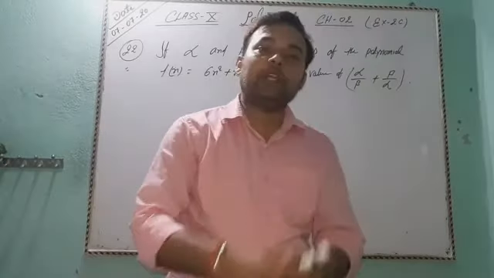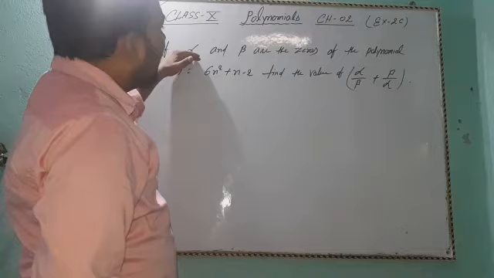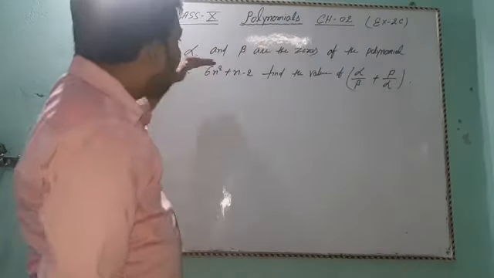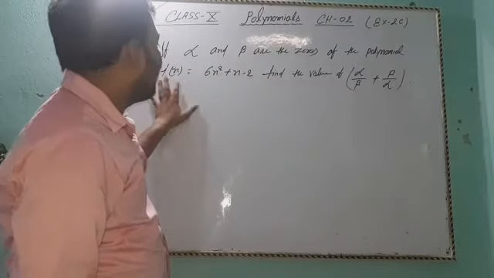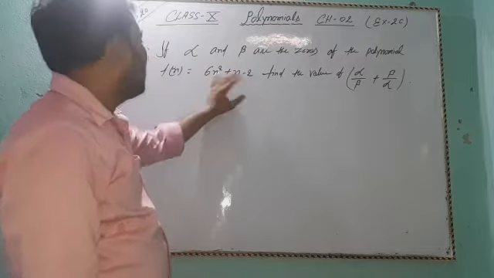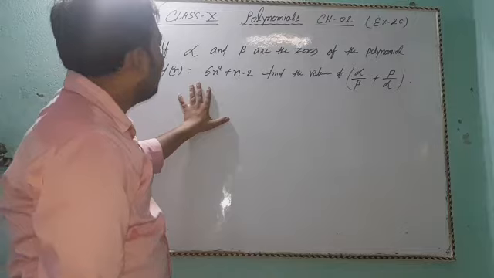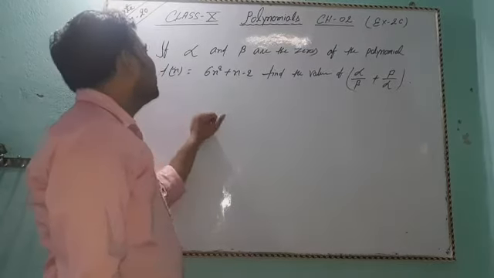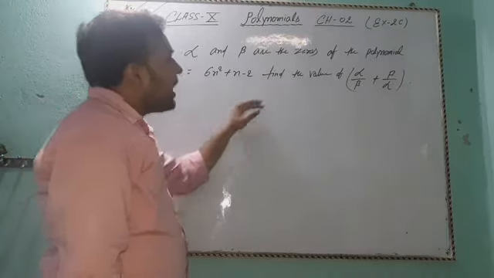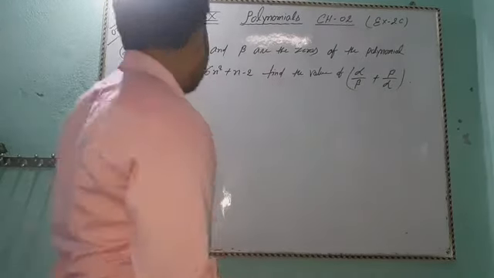Okay, so students, our next question is question number 22. If alpha and beta are the zeros of the polynomial f(x) equal to 6x square plus x minus 2. So here f(x) is the quadratic polynomial. So it has two zeros, and two zeros are, first is alpha and second is beta. And find the value of alpha by beta plus beta by alpha. So let's start.